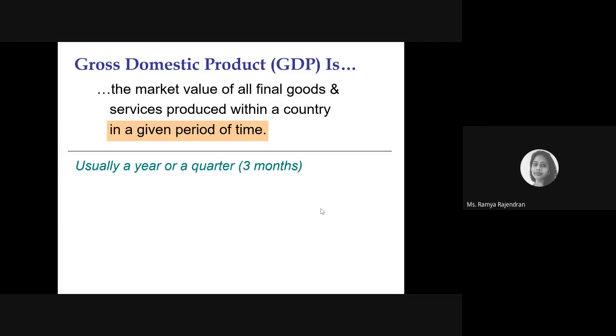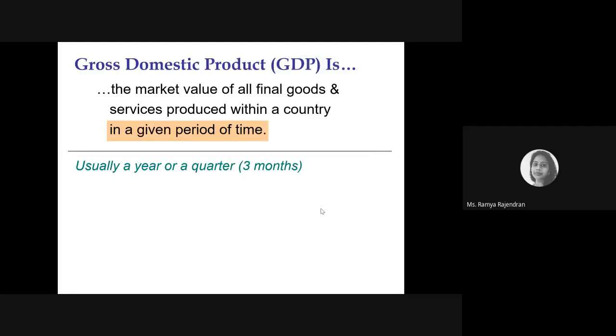Okay, I think we discussed this already. In a given period of time, it's usually a quarter. So now I think you'll be able to understand the whole definition of GDP, right? It's nothing but the market value of final goods and services produced within the country in a given period of time. Okay, hope you are able to understand it.